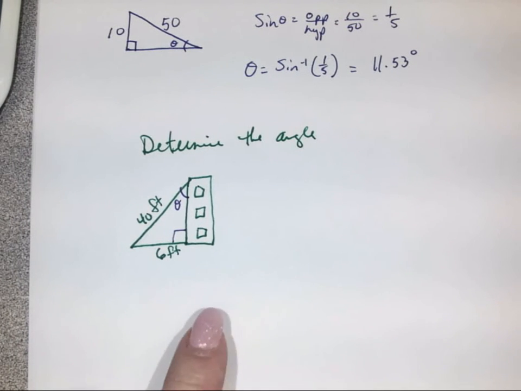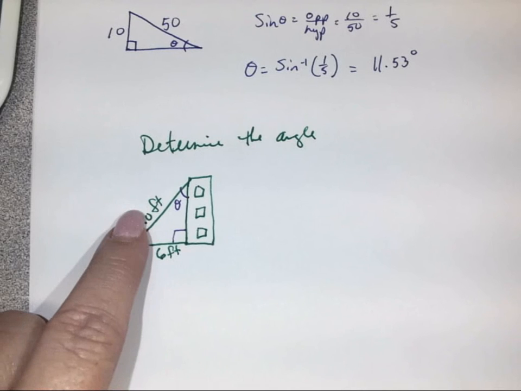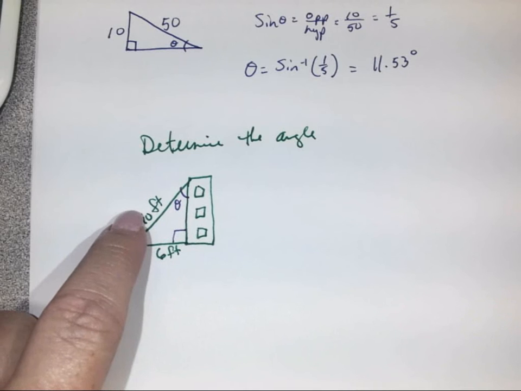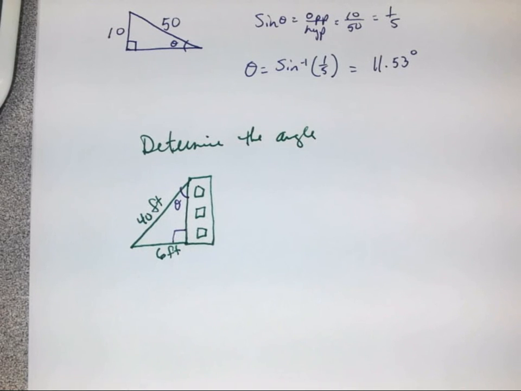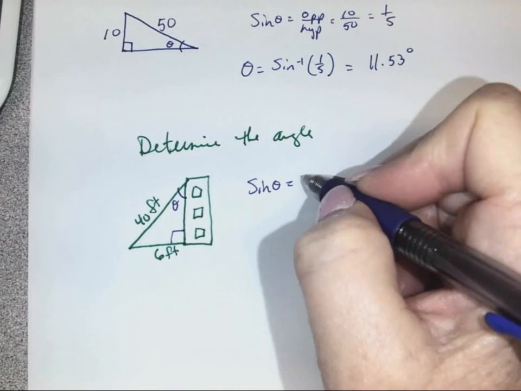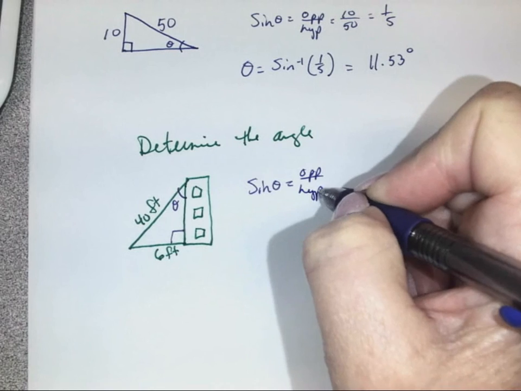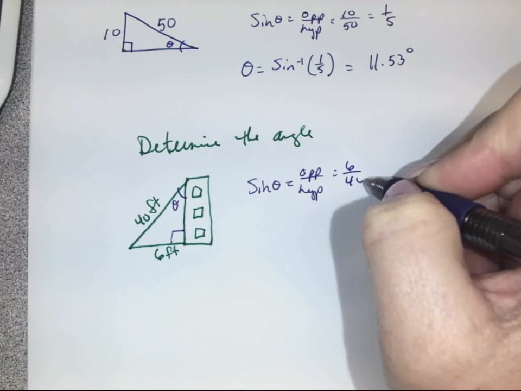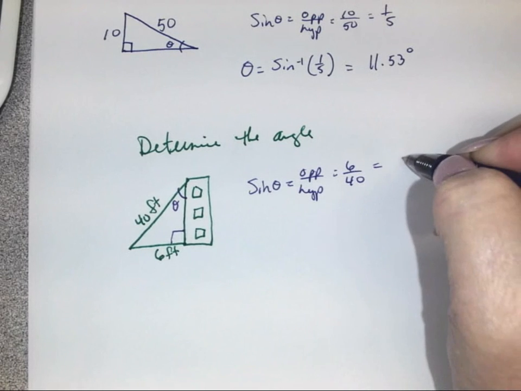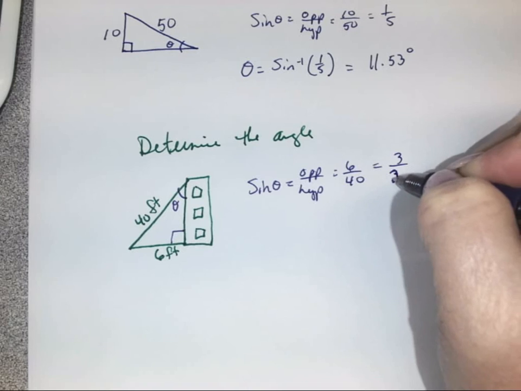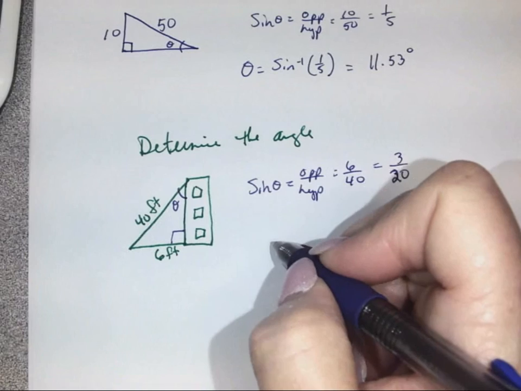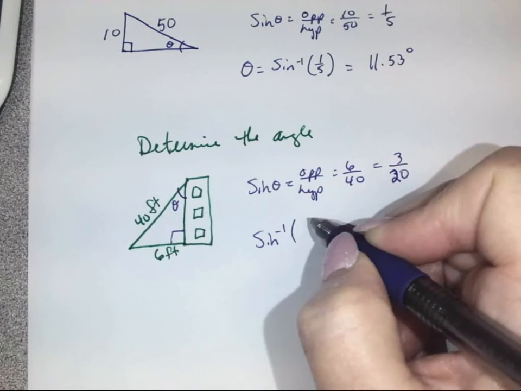All right. We have two values. We have this one and this one. This is opposite from theta, and that's our hypotenuse. So we can use our sine function. Sine theta would be equal to the opposite over the hypotenuse, which would be 6 divided by 40. And you can reduce it or not. It doesn't matter because you're going to get the same answer. If you can see that they're both even, you could take it down to 3 over 20. But you could also do it 6 over 40. It doesn't really matter. So now we can take the sine inverse of 3 over 20.